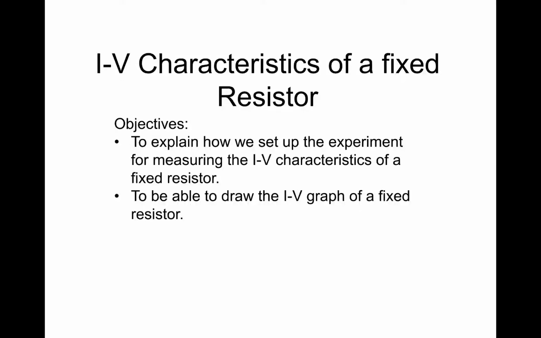Hi there, this is GCSE Electricity and this is lesson 4, I-V characteristics of a fixed resistor. The objectives are to explain how we set up the experiment for measuring the I-V characteristics of a fixed resistor, and then to be able to draw the I-V graph of a fixed resistor. And we'll also do an exam style question.